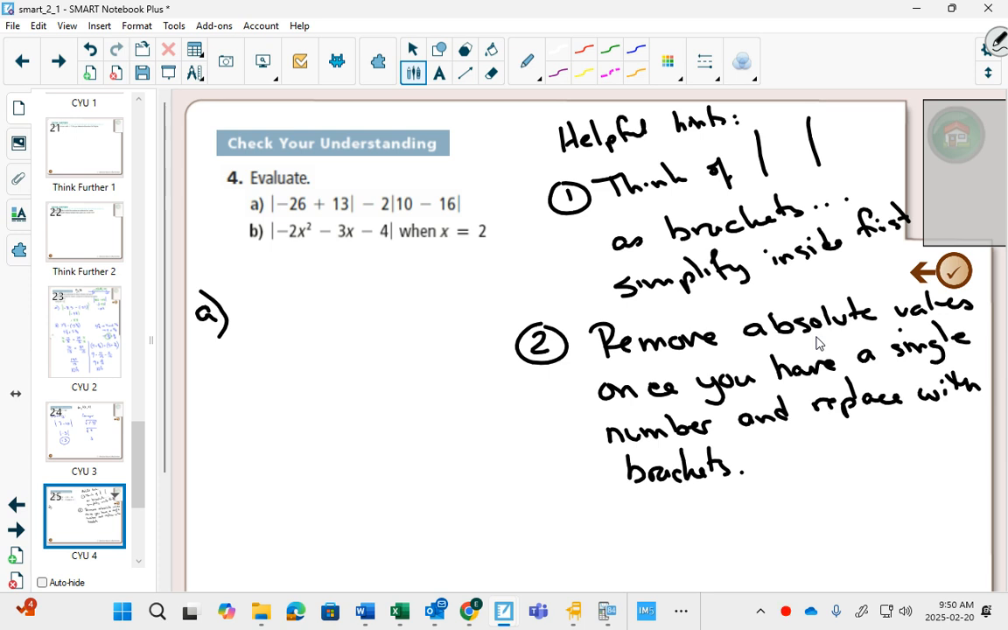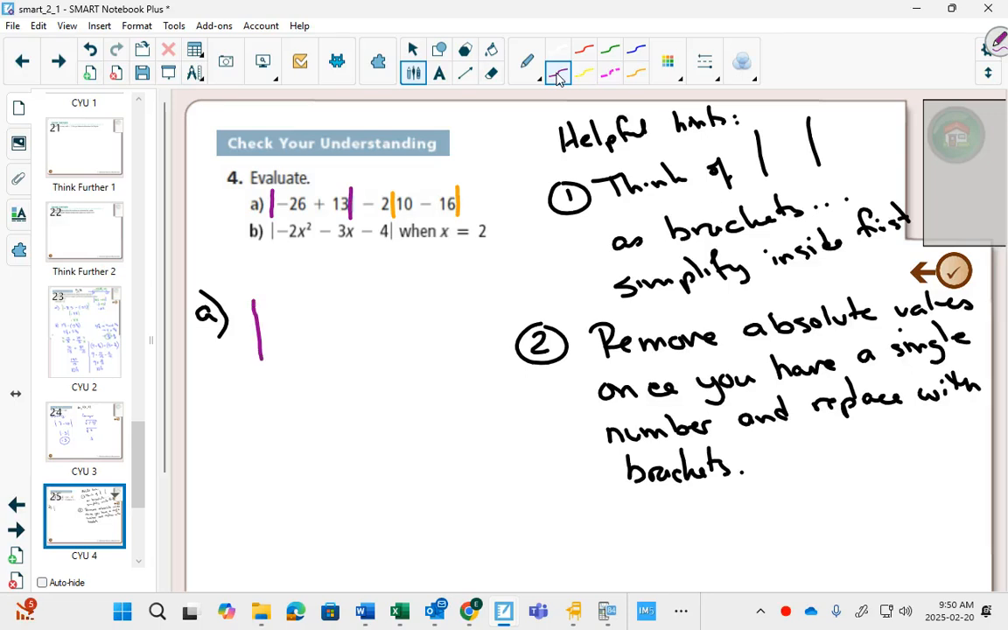So sometimes what I do with these ones is a little bit of color coding. This absolute value bar starts there. Where does it end? Here. Then I go to a different color and say this absolute value bar starts there and ends there. So the -2 is not actually in absolute value bars, because the purple and the orange ones are different sets of brackets. Now we're going to simplify first inside those ones. I'm still going to color code here.